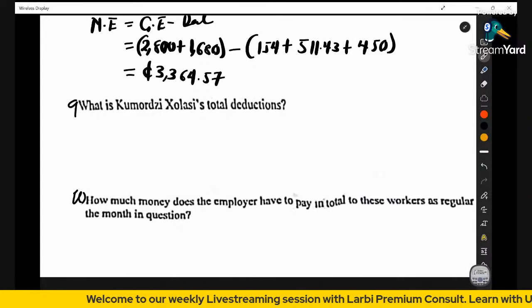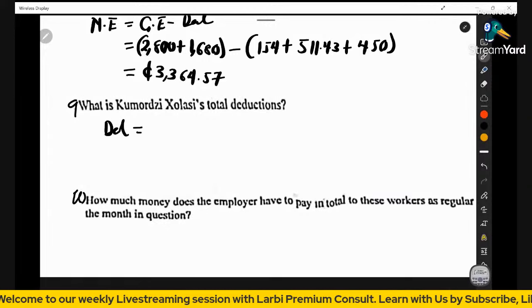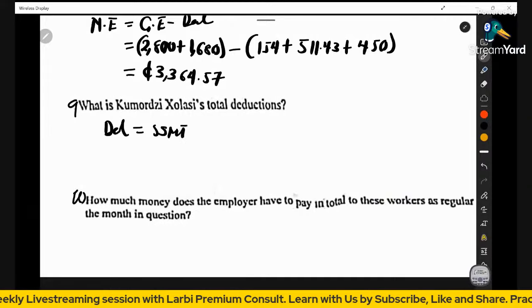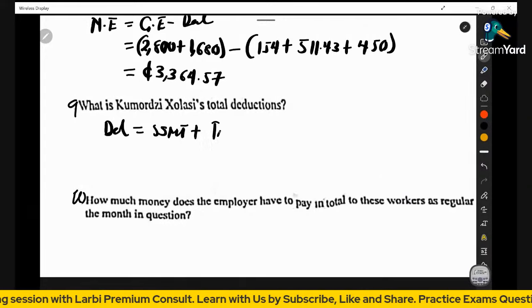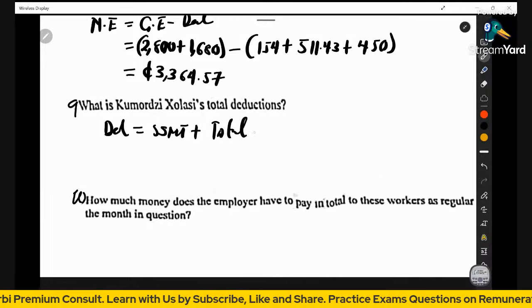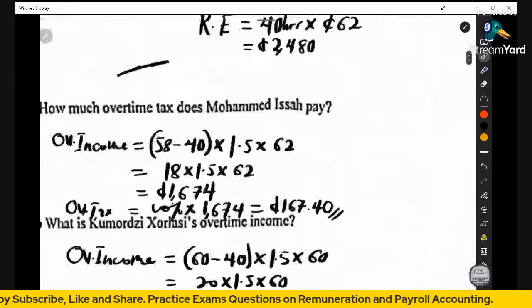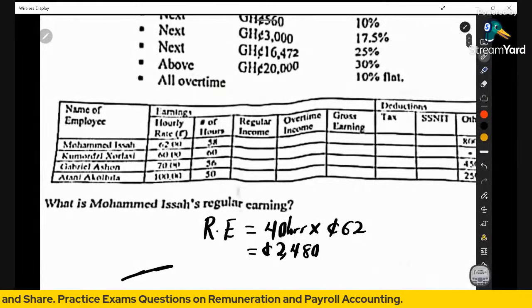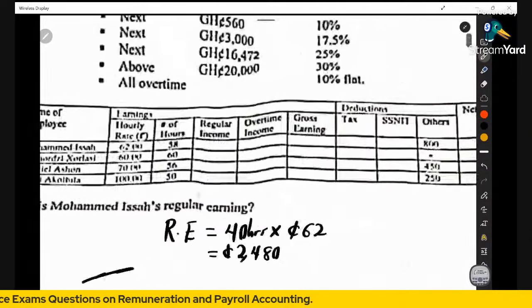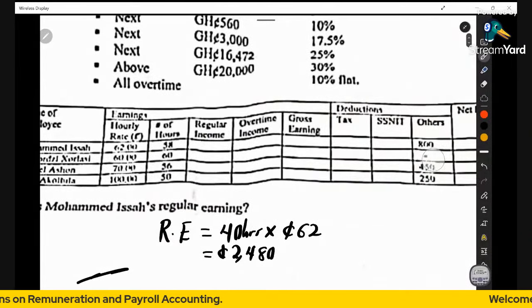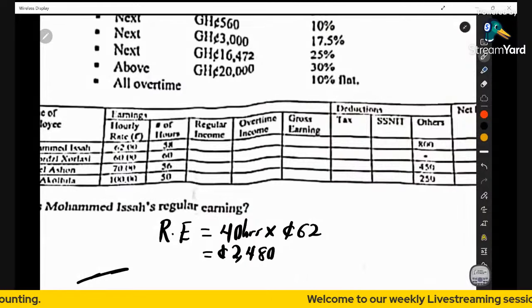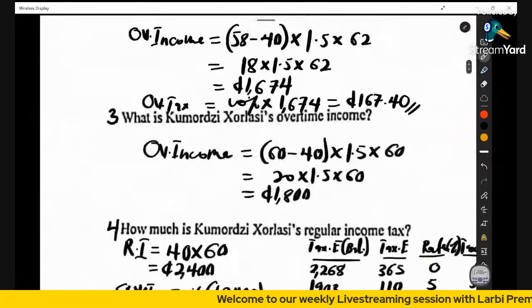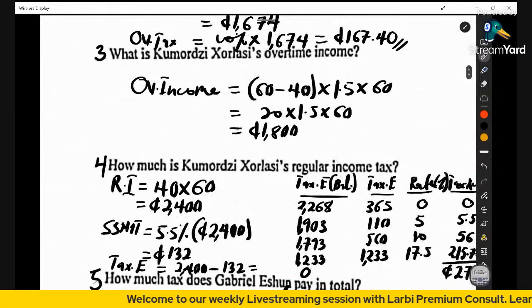So the deduction for Zolasi is going to be the SNET contribution plus the total tax here. If there were any other expenses, let's see. For Zolasi, there weren't any other expenses; it was a dash. So that's going to be the SNET contribution and the total tax that you pay in that particular case.